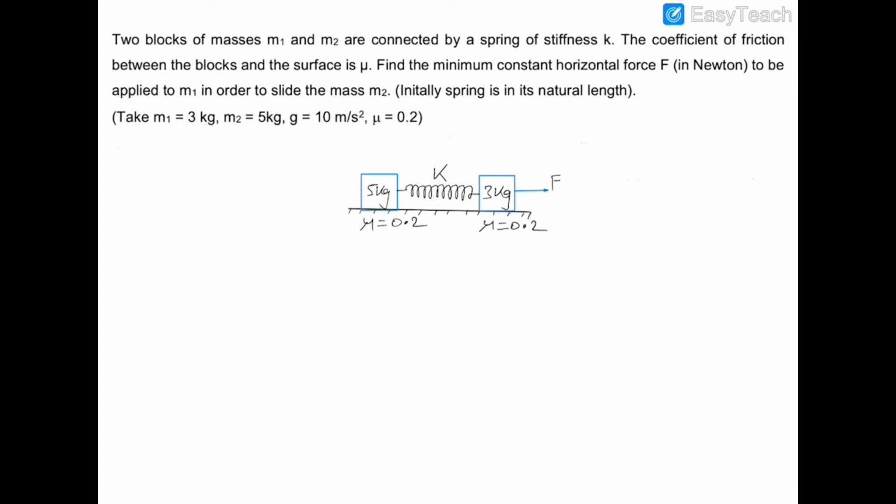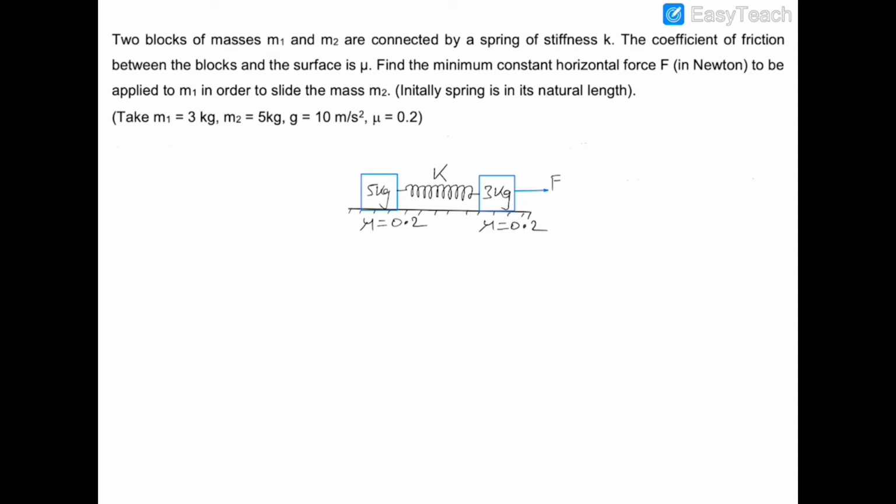In this question, there is a system of two blocks of mass 3 kg and 5 kg. They are connected with a spring of stiffness K, and the friction coefficient between both the blocks and the surface is mu. The values of m1, m2 and mu are given below, and we have to find the minimum value of this force F, which is needed to be applied on the 3 kg mass, so that this 5 kg block starts to slide.